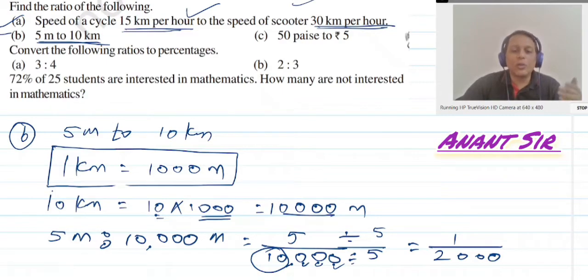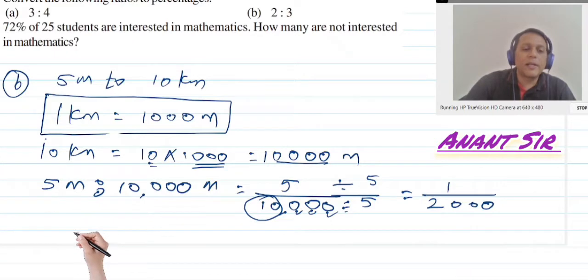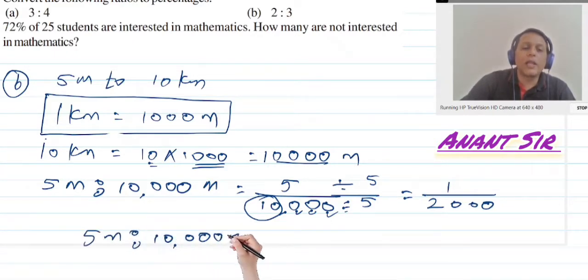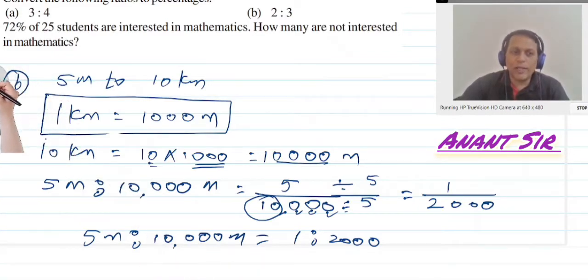1 is to 2000. So I will write the answer as 5 meter is to 10,000 meters is 1 is to 2000. This is how you have to write the final answer. Okay. I hope you are getting the question very easily.